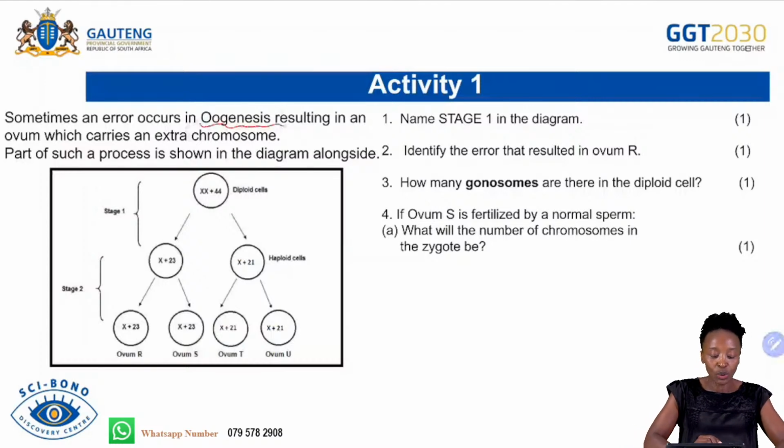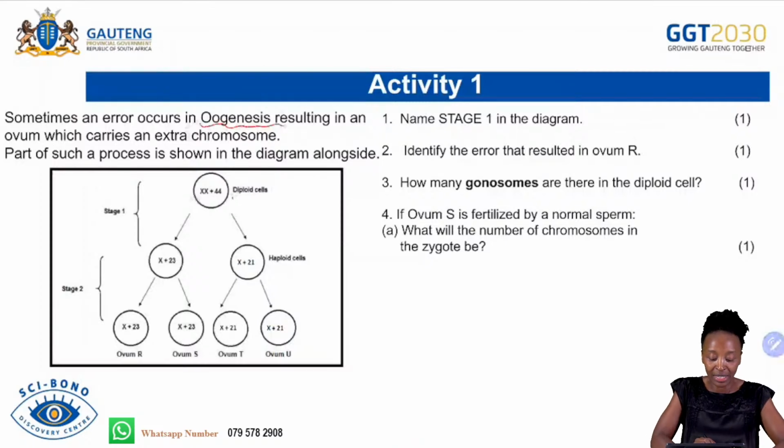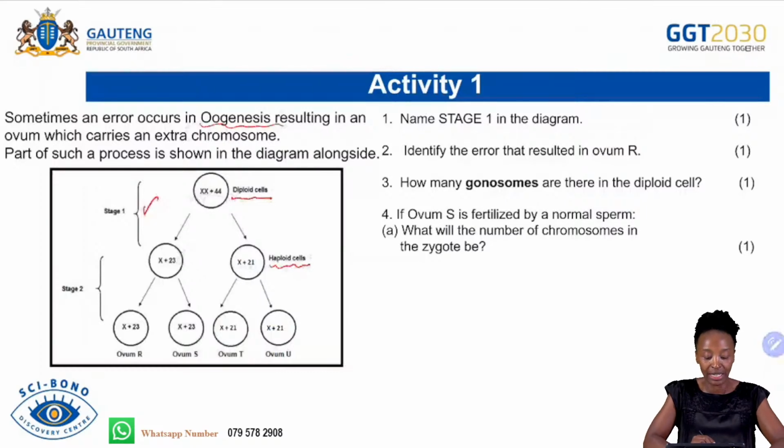So then here we are told that part of such a process is shown in the diagram below. Before we look at the questions, we always say to you, study the diagram, make sure that you understand the diagram before you attempt any questions. So let us look at the diagram together. We have a diploid cell here that has 44 plus XX, and then we have stage 1. After stage 1, we have 2 cells which are now what? Haploid. And then after the end of stage 2, we have how many cells? 1, 2, 3, 4.